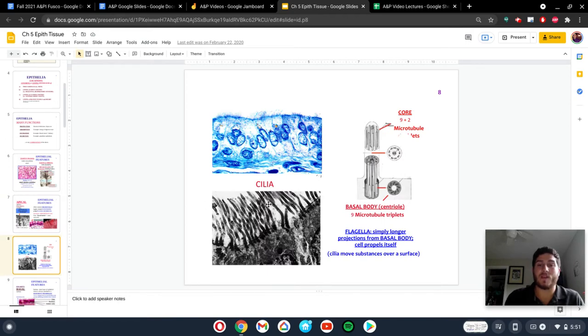Another thing we may see are things like cilia or flagella on those sections. Here's another image. It's kind of hard to see, but you can see that at the very top of these cells, we can see the cilia.